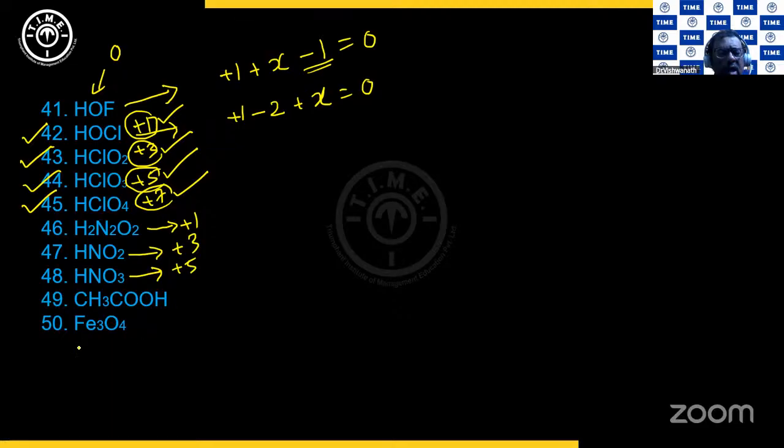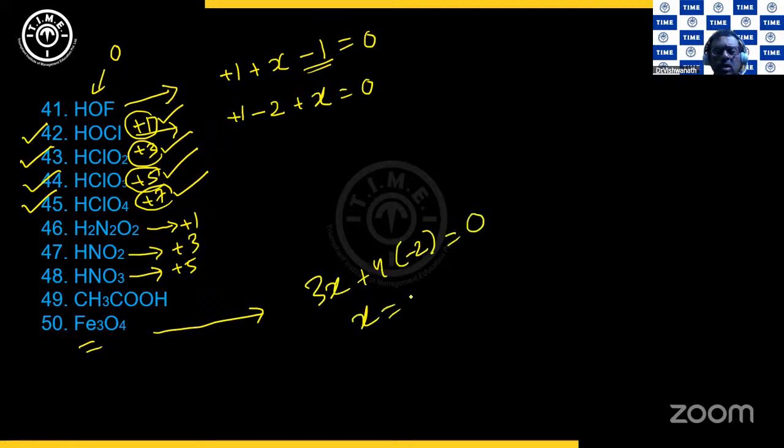Then the last one, I'll do it for you, Fe3O4. So 3x plus 4 into minus 2 equals 0. So x is what? X is 8 by 3. Is it not? But then we know that Fe3O4 is a combination of FeO and Fe2O3.